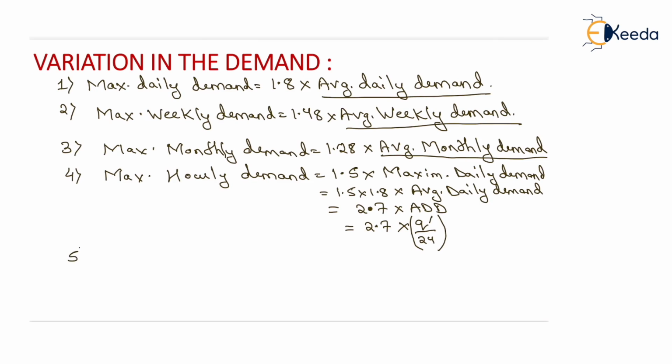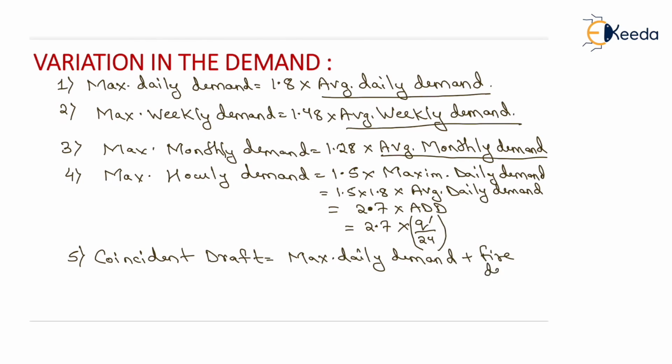Okay, now the next will be the coincident draft, which will be very important as per the GATE exam. Now coincident draft will be equal to the maximum daily demand plus fire demand. Maximum daily demand plus fire demand. Now you need to compute the fire demand as per the 4 formulas. Okay, and you need to compute the maximum daily demand and just add both these values, you will get the coincident draft, which will be equal to maximum daily demand plus fire demand.